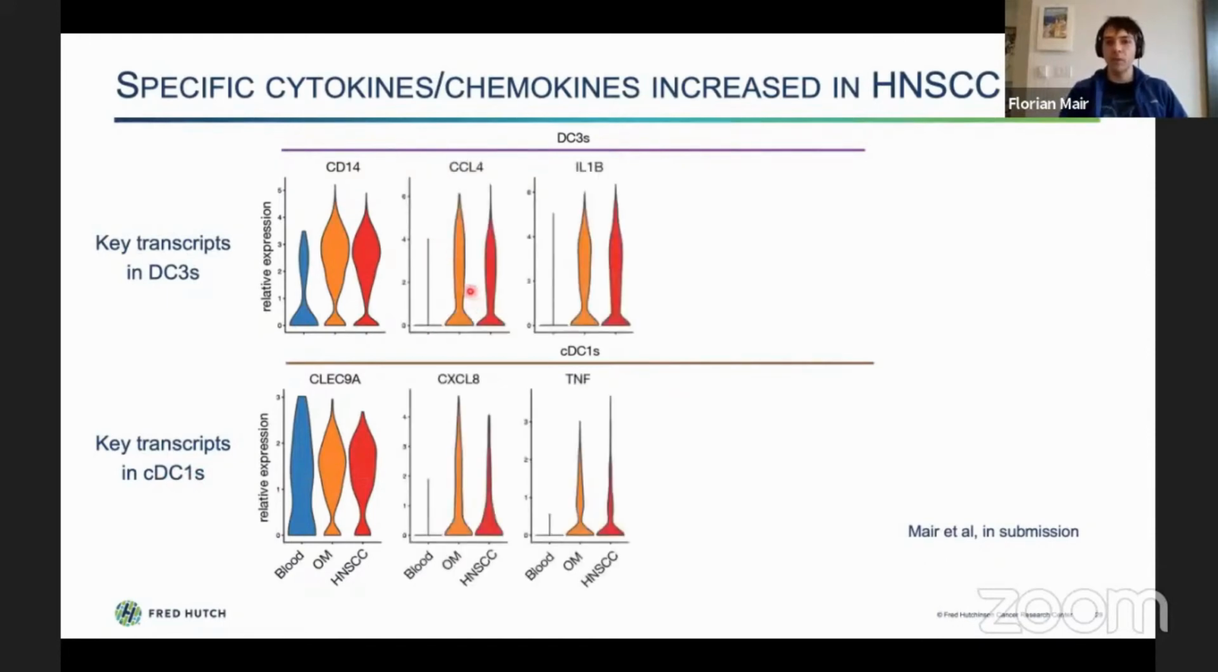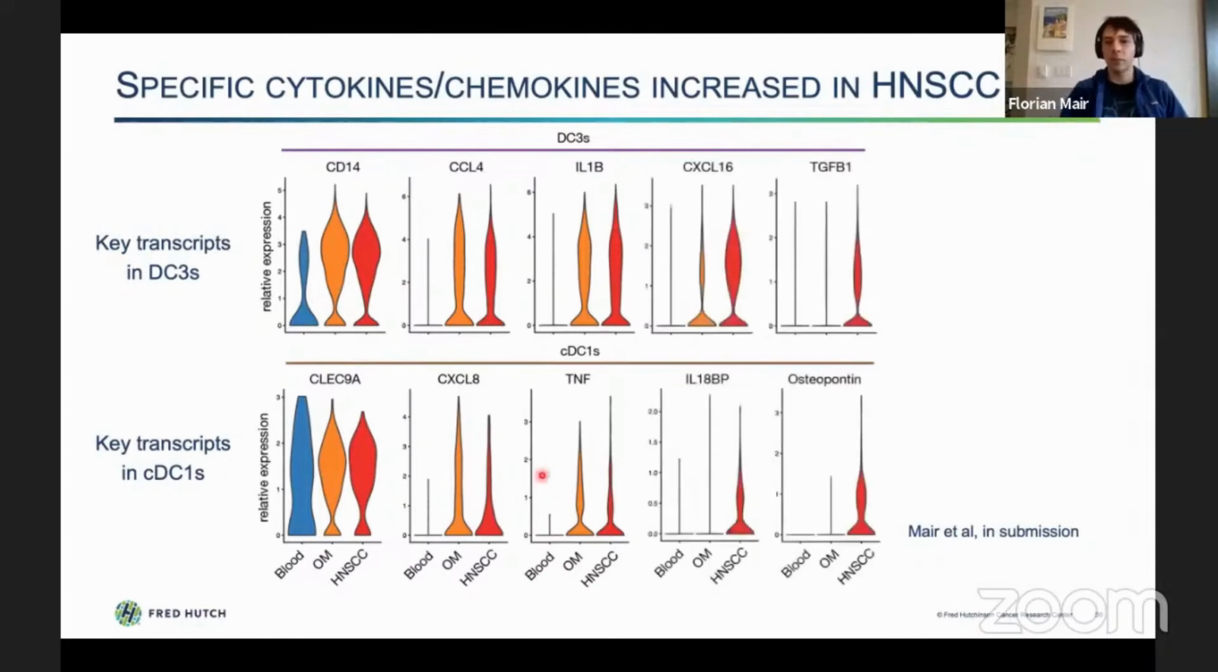Then there was a bunch of chemokines and cytokines, and I'm not listing all of them here, which basically showed very comparable expression patterns between the tumor samples in red and the mucosal samples in orange, such as, for example, CCL4 and IL-1 beta here, or CXCL8 and TNF down here in the CDC1s. And then there were very few chemokine and cytokine transcripts that actually showed differential abundance. For the DC3s, this was TGF-beta, which was enriched in the tumor, and CXCL16, which is the ligand for the chemokine receptor CXCR6.